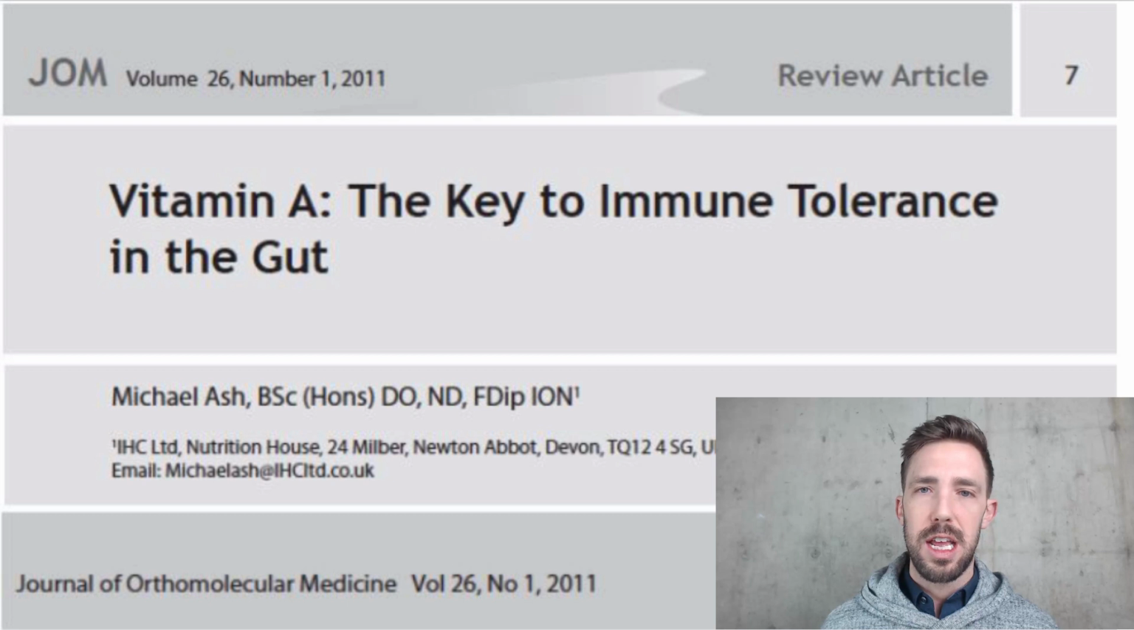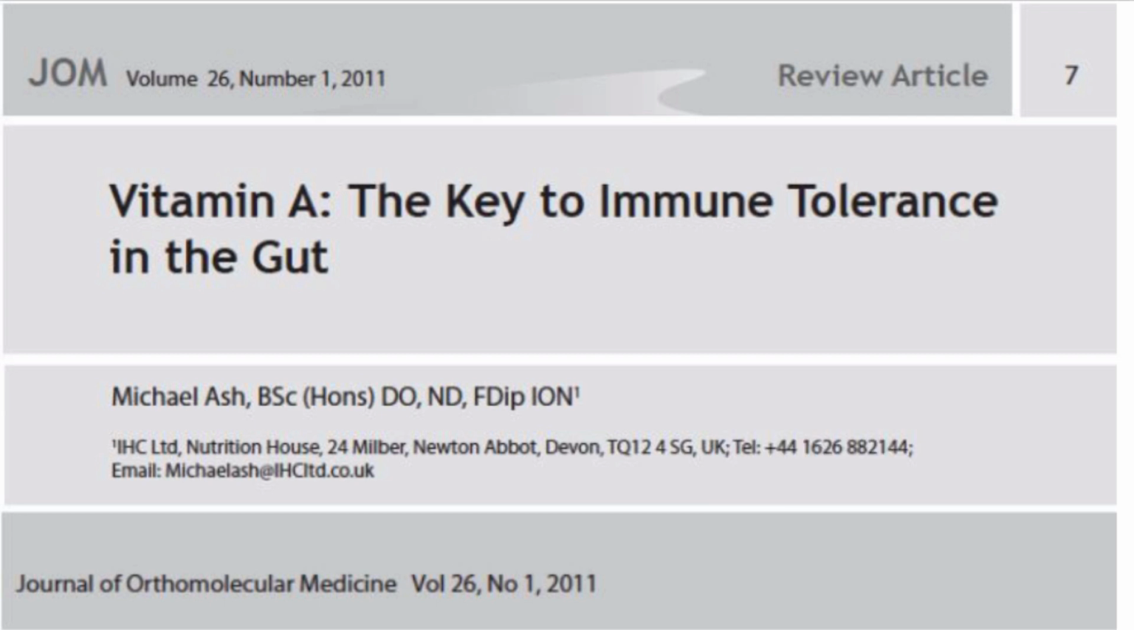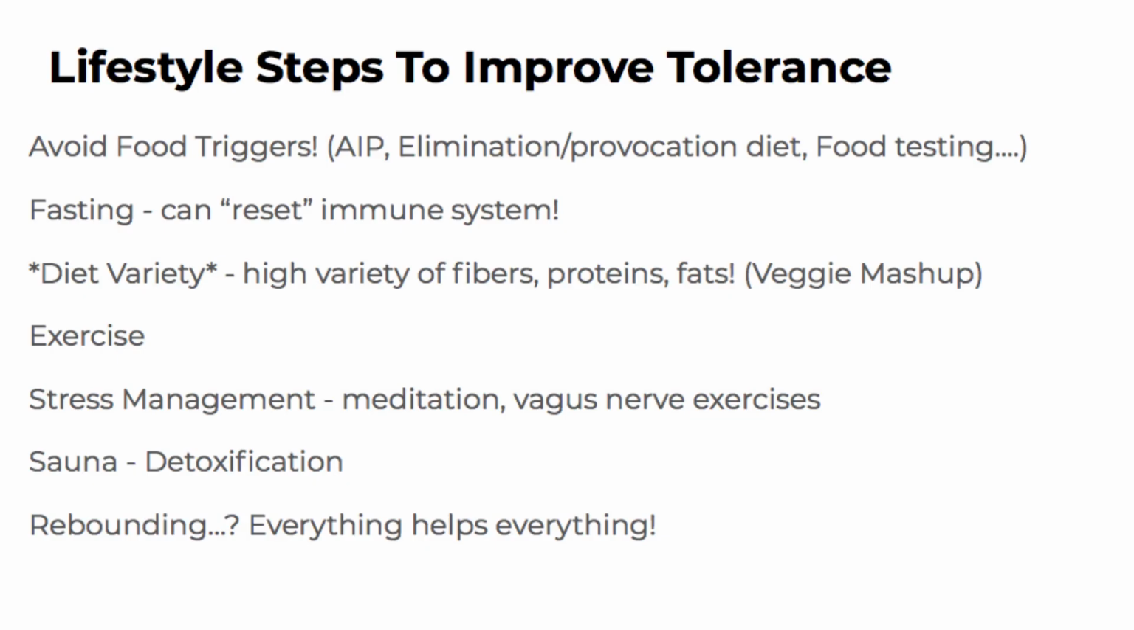Some of those things can be necessary, but for tolerance, especially those big ones. So those are some of the supplements, some of the lifestyle steps that just help in general. Number one is avoiding food triggers, and that can be done through an elimination type diet, through an autoimmune paleo protocol, which eliminates all the most reactive foods: grains, dairy, corn, soy, egg, nuts, seeds, nightshades, lectins.